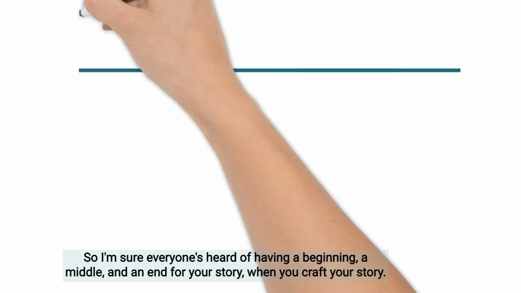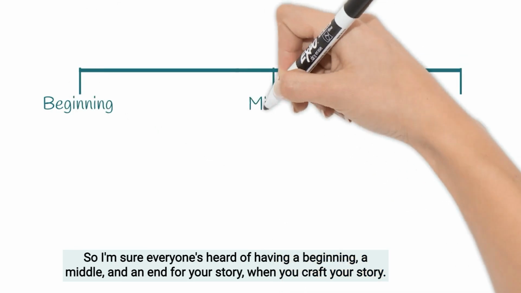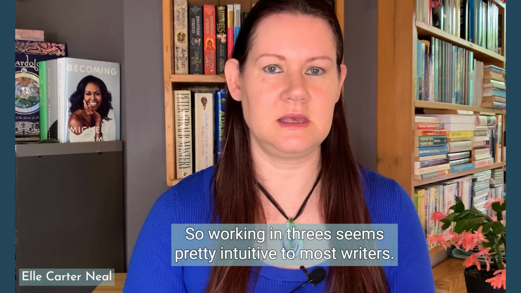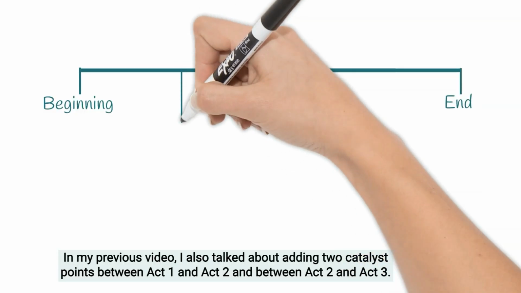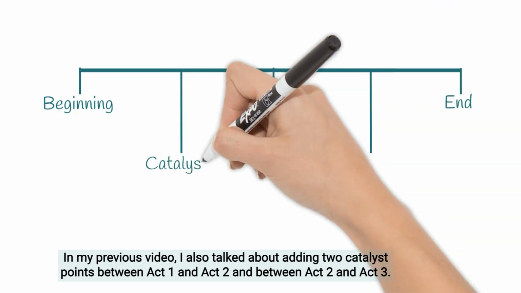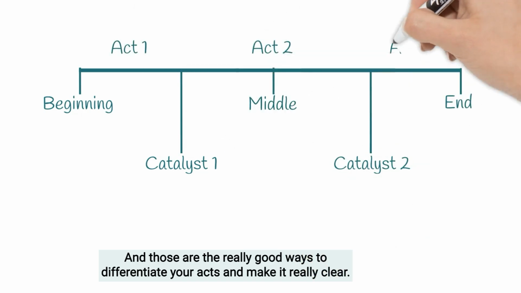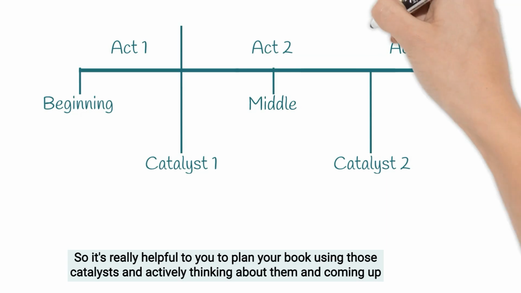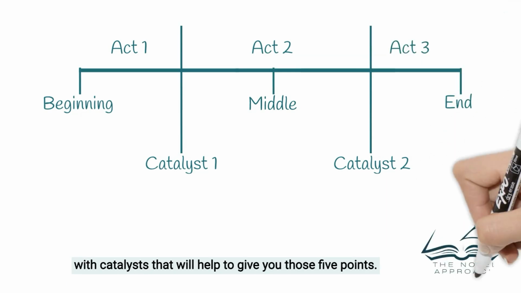I'm sure everyone's heard of having a beginning, a middle, and an end for your story when you craft your story. You've probably also heard of the three-act structure, so working in threes seems pretty intuitive to most writers. In my previous video, I also talked about adding two catalyst points between Act 1 and Act 2 and between Act 2 and Act 3. Those are really good ways to differentiate your acts and make it really clear. So it's really helpful to plan your book using those catalysts and actively thinking about them and coming up with catalysts that will help to give you those 5 points.